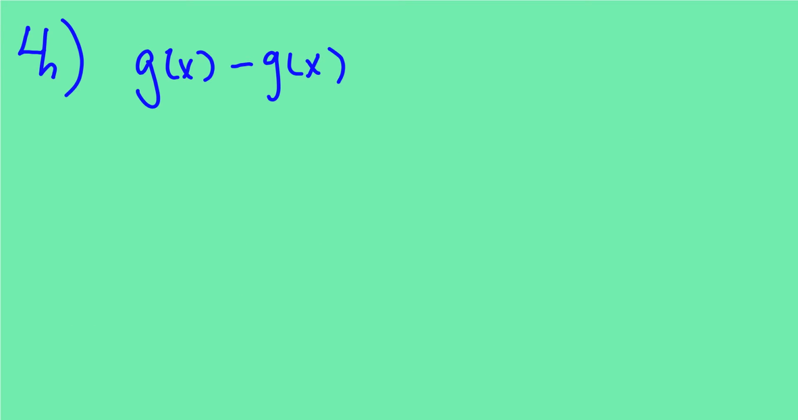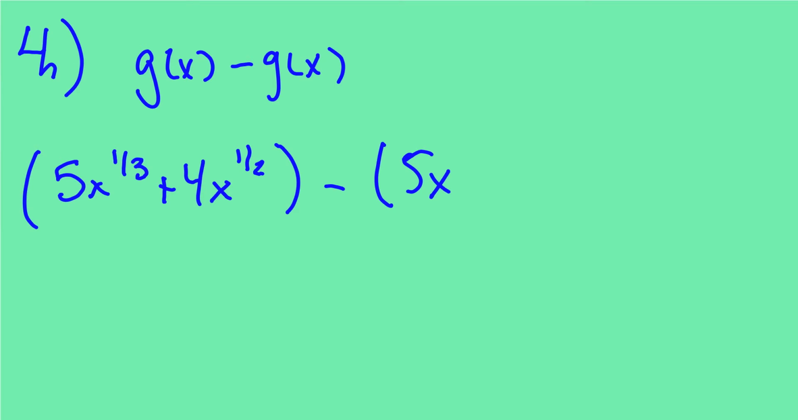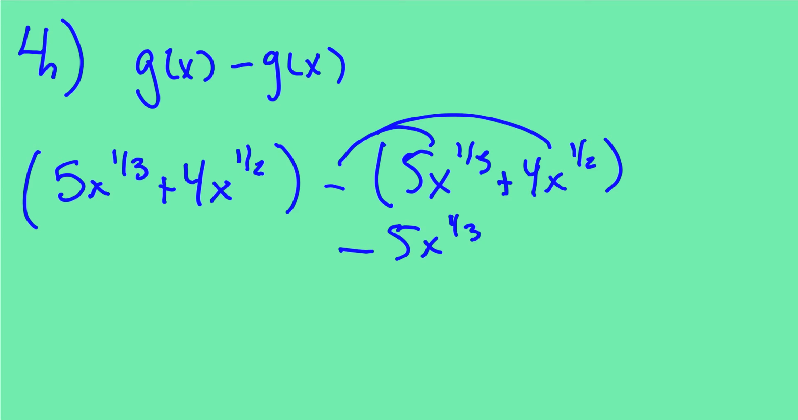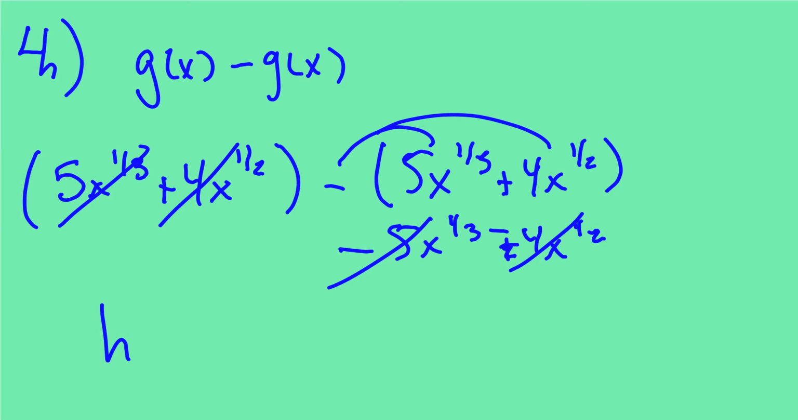Alright, number 4, we have g of x minus g of x. So I put negative 5x to the 1/3 plus 4x to the 1/2, minus 5x to the 1/3 plus 4x to the 1/2. Remember, I did put that in parentheses so that negative goes to both, so it becomes minus 5x to the 1/3 plus minus 4x to the 1/2. Those cancel, these cancel, so my new function is just 0.